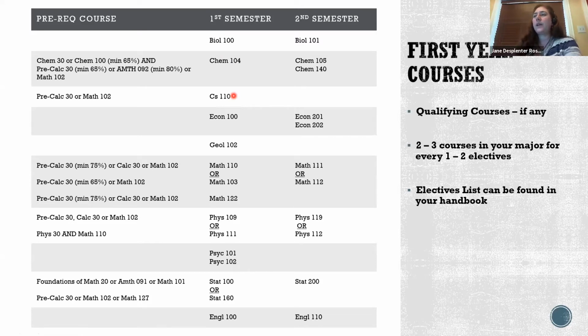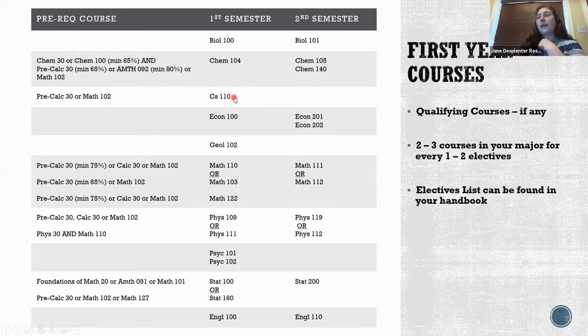What I want to point out here is that the prerequisite for computer science 110 is, again, that pre-calc 30 or math 102. So it's actually a math prerequisite. Now we do offer a course, CS 100. That is not the prerequisite for CS 110. So don't make assumptions about what the prerequisites are. You want to make sure that you check them because they might even be in a different stream entirely. But CS 110, again, is required for all science programs.